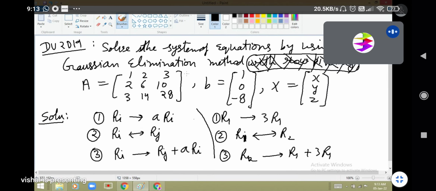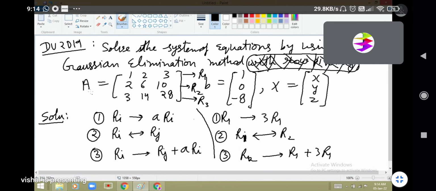What is R1, R2, R3? This is R1, row 1. This is R2, row 2. This is R3, row 3. Okay, so first of all, I take you to this problem.